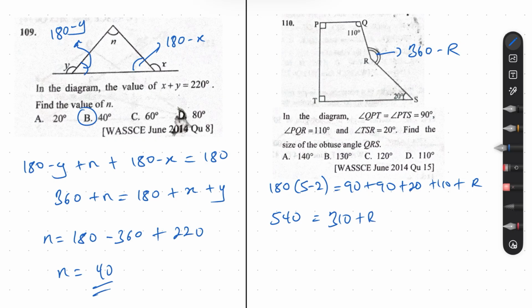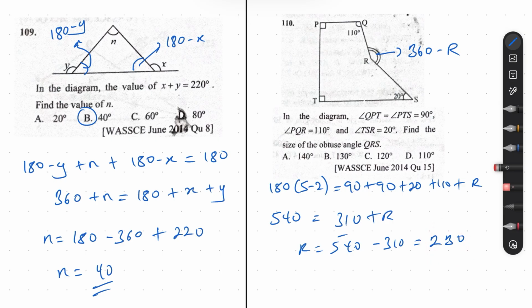No. Let's see. 90 plus 90 is 180, plus 20 is what? 180 plus 20, 200, plus 110, that's 310. Okay, 310 plus r. So r will give us 540 minus 310, which gives us what? 230. Okay, now we found the value of r to be 230.